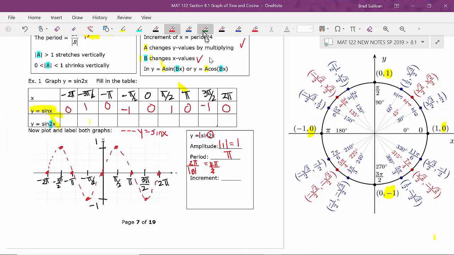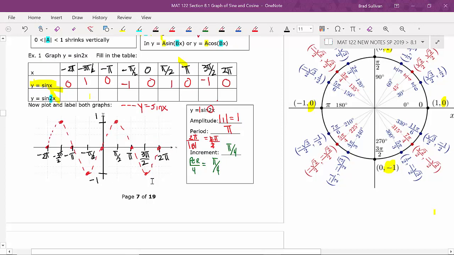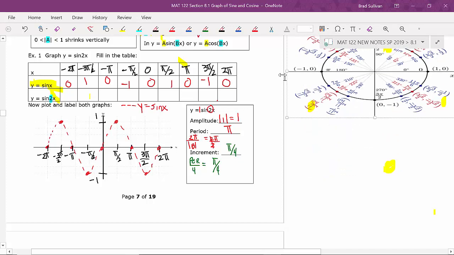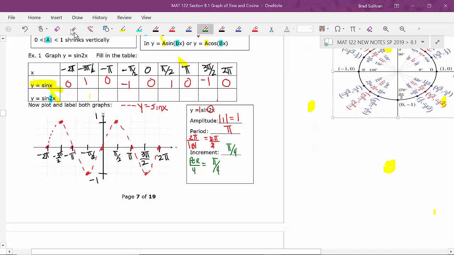Okay, the increment is very important. What you always do for the increment is the period divided by 4. So the period's now pi, and pi over 4 is what we call the increment of the x-axis. So instead of making our x's go by pi over 2's, we're going to make them go by pi over 4's. Some of this I'm going to have to do at the side here a little bit. I'm going to shrink this unit circle and try to squeeze this in.